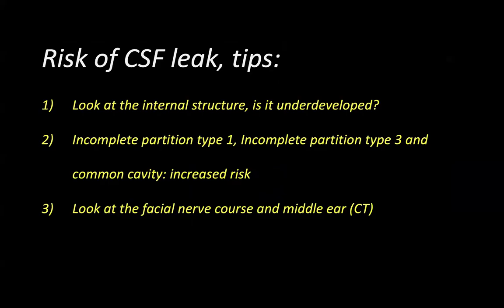If you have a risk of CSF leak, it's because the internal structure is underdeveloped, and we have three conditions where it is underdeveloped. Incomplete partition type 1, incomplete partition type 3, and common cavity. These are the main conditions that carry a major risk of leaks. The other ones, like incomplete partition type 2, or so-called cochlear hypoplasia type 2, or rudimentary otocyst, they don't really have this greater risk. And again, look at the facial nerve and the middle ear.